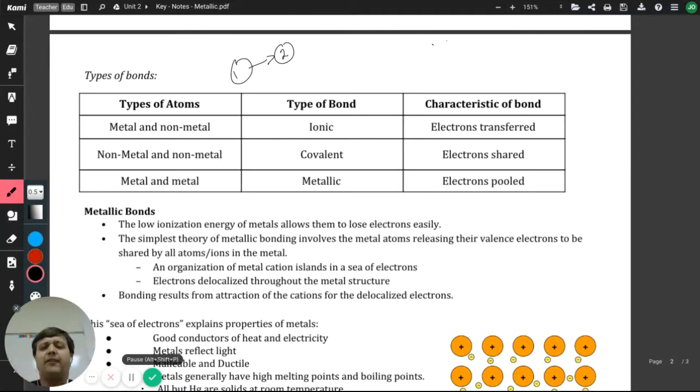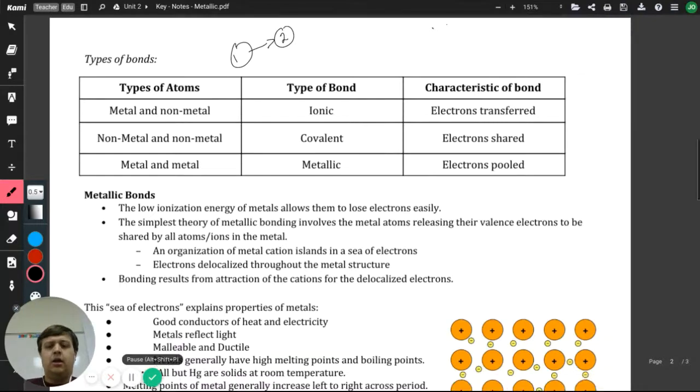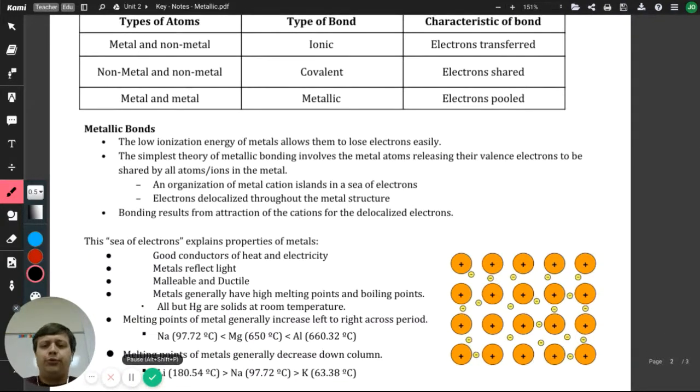And the simplest idea of thinking about this is thinking about a sea of electrons, where you've got these little islands of metals, and then those electrons are kind of like the sea that's all around them. Okay? And so those delocalized electrons, those electrons that are between them, are going to be freely moving. So they are freely moving around the metal.